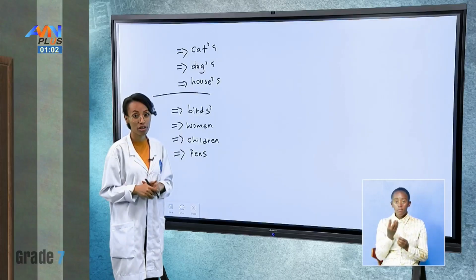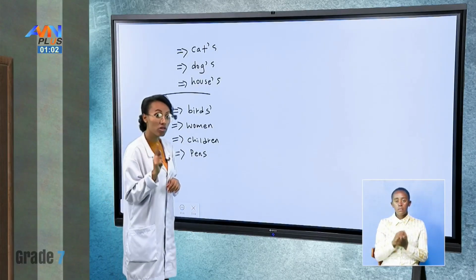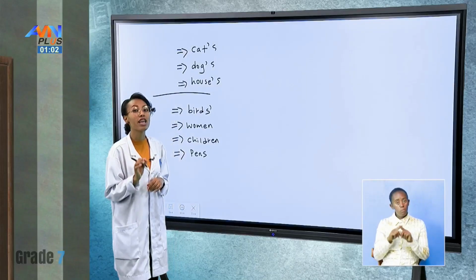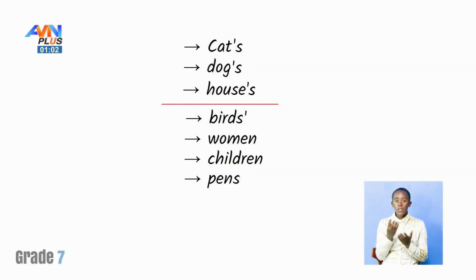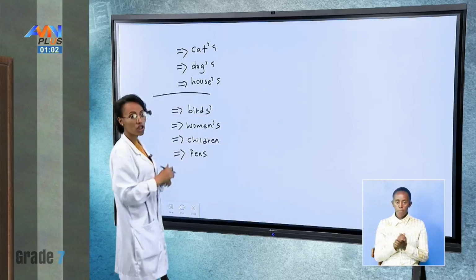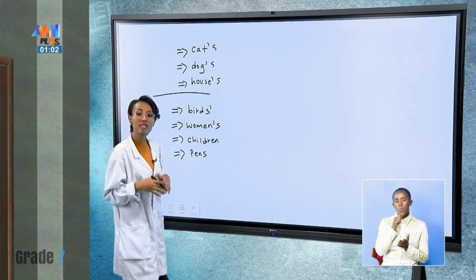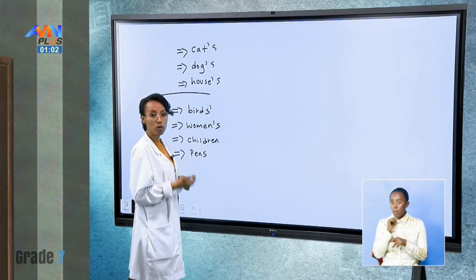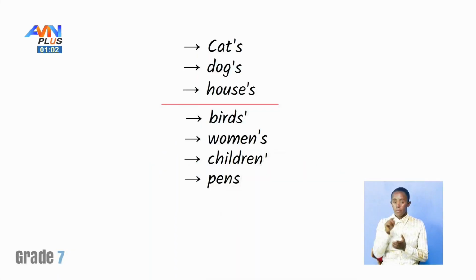Okay, what about the second one? This word, on the other hand, unlike the first one, is what? It's still a plural noun, but it is irregular instead of regular. So we add what? Apostrophe first and then S to show possession, okay? Children, again, is what? The same as woman. It is an irregular plural noun. So to show possession, we add apostrophe and then S.